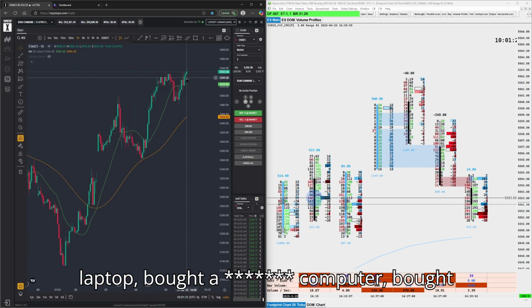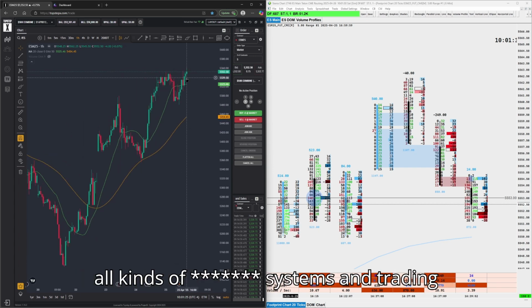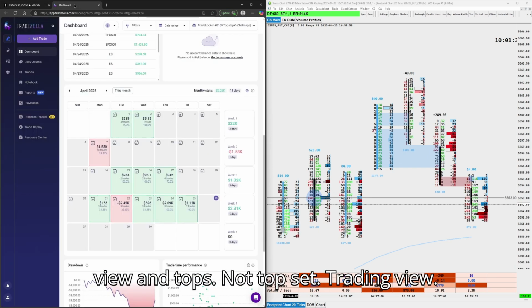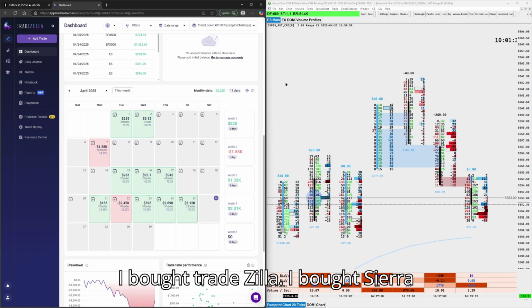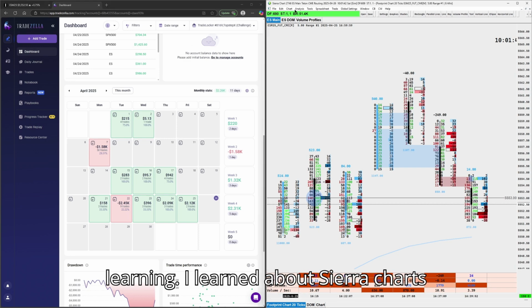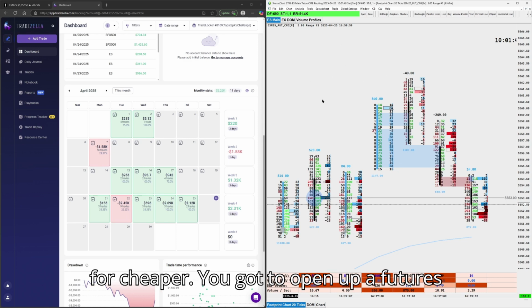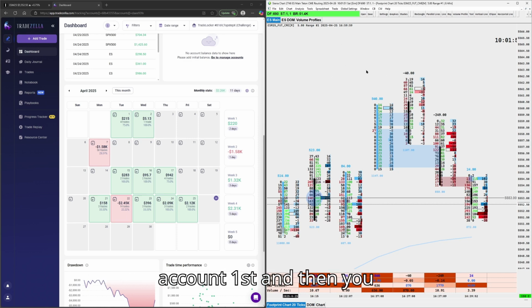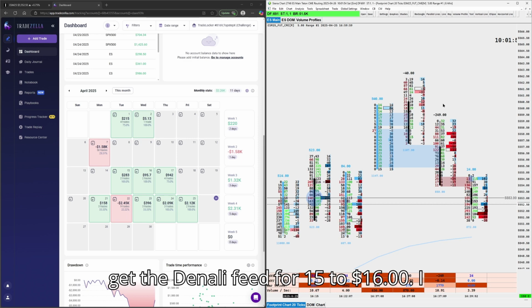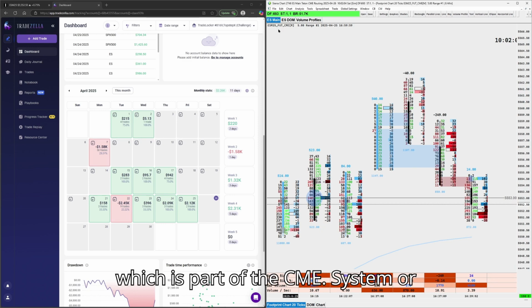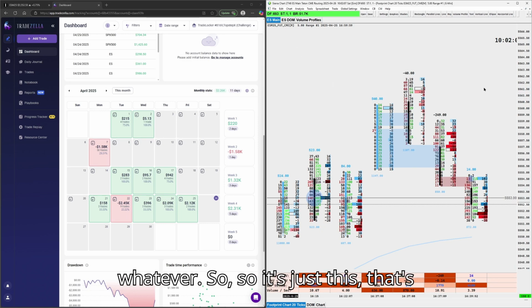I bought a laptop, bought a computer, bought all kinds of systems and TradingView. I bought TradeZilla, I bought Sierra Chart with the Denali feed, but I'm learning. I learned about Sierra Chart on YouTube. You can YouTube how to get it cheaper. You have to open up a futures account first, and then you get the Denali feed for $15 to $16. I just trade ES futures, which is part of the CME system. That's all I use it for, and I don't even trade on here.